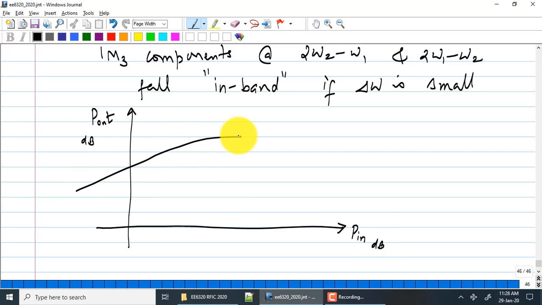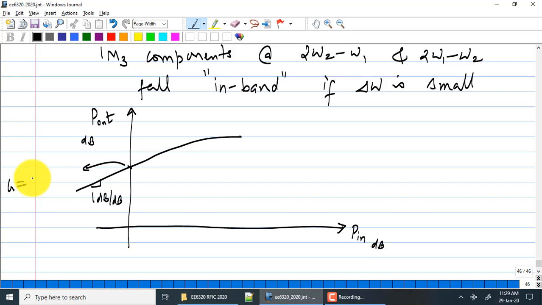I'll redraw it like this. What is the slope here in dB terms? 1 dB per dB. What is the y-intercept? G. So G for our amplifier is somehow related to 20 log alpha 1. Alpha 1 is the small signal voltage gain. That's all we know.